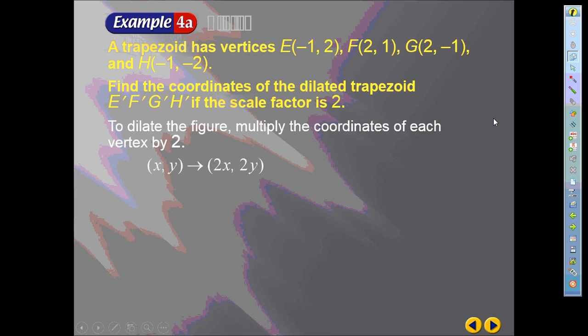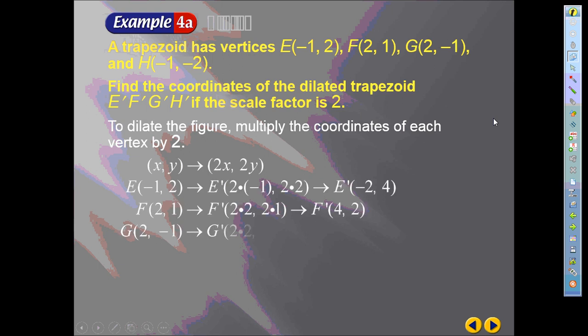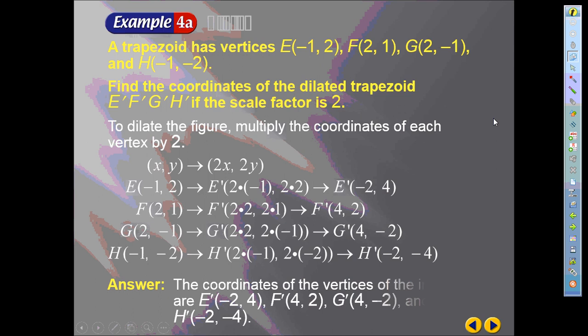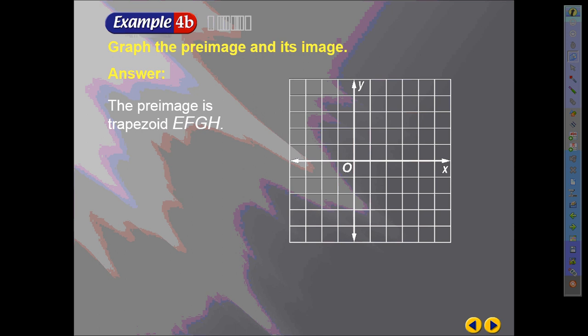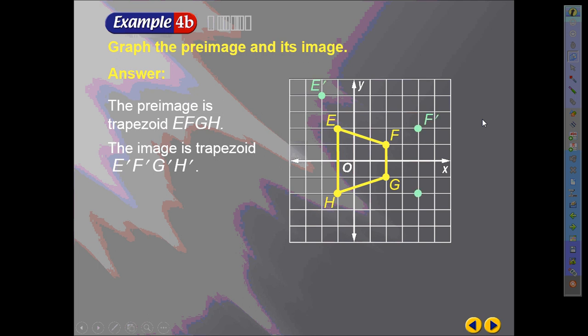So multiply each of the coordinates by 2. And there's all of the lovely points that we would get. So let's see what that would look like on the graph. So graph the original. There's E, F, G, H. So that was the original shape. And then when we multiplied everything by 2, these were the points that we got.